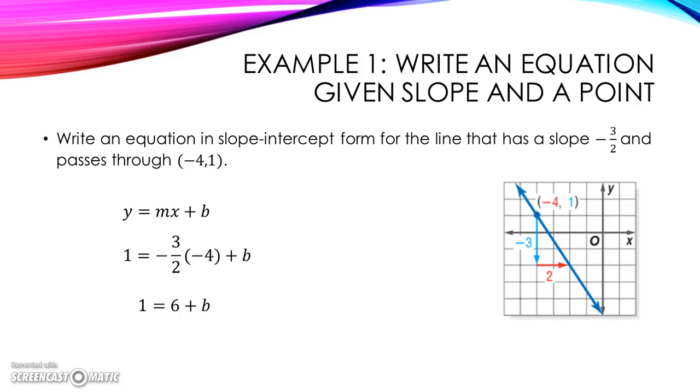We're going to simplify. We get 6 plus b equals 1. We're going to subtract 6, and b equals negative 5. Therefore, the equation in slope-intercept form is y equals negative 3/2 x minus 5.